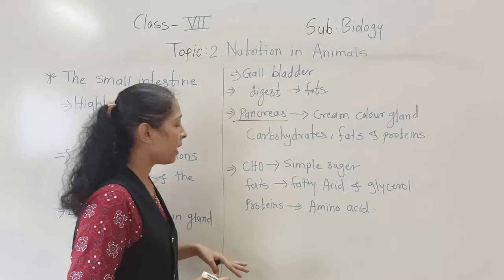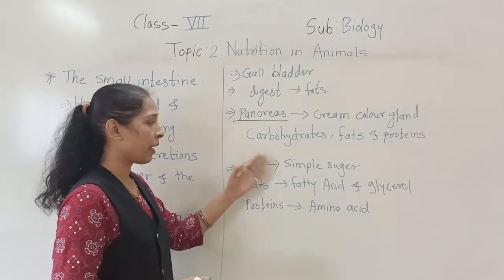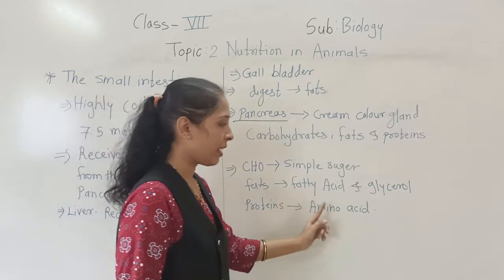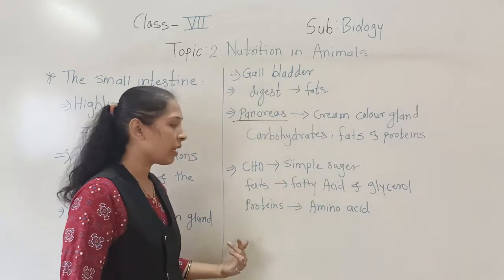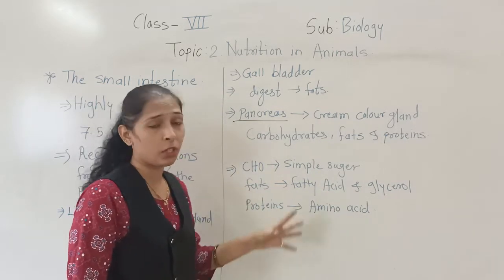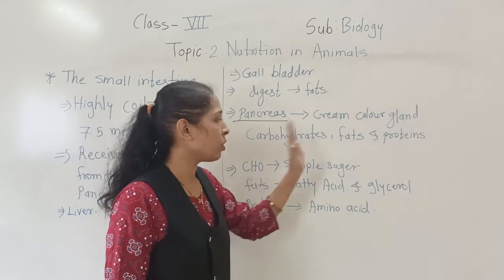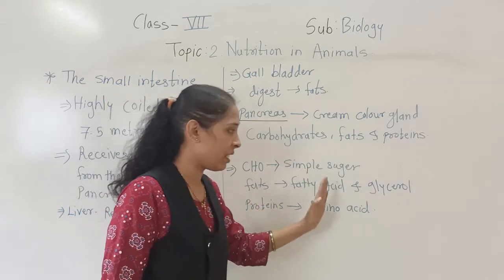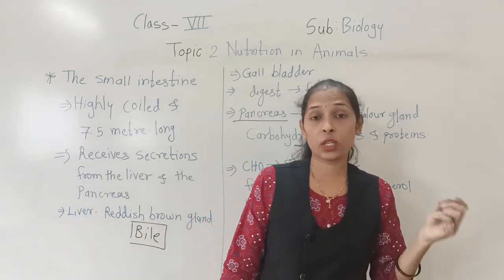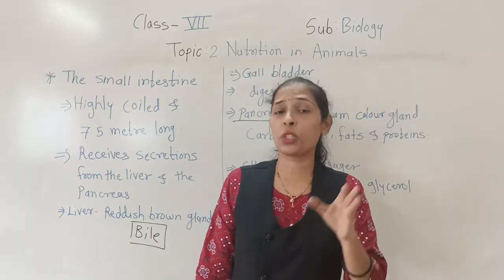During the digestion process, carbohydrate gets converted into simple sugar, while the fats get converted into fatty acid and glycerol, and the proteins get converted into amino acid. These are the different components of the food. In this way, at the lower portion of the small intestine, the digestion process gets completed.